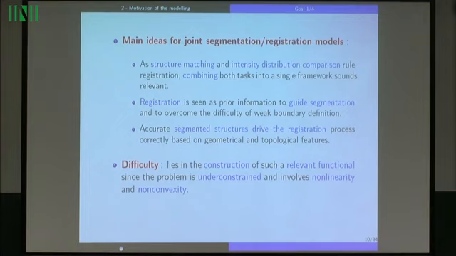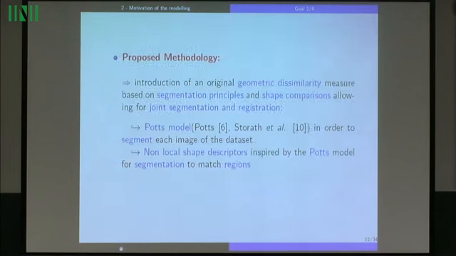And the difficulty then lies in the construction of such a relevant functional, since the problem is under constraint and involves nonlinearity and non-convexity. So how do we propose to cope with these issues? We first introduce an original geometric dissimilarity measure based on segmentation principles and shape comparisons, allowing for joint segmentation and registration. So we propose to use the POTS model in order to segment each image of the dataset.